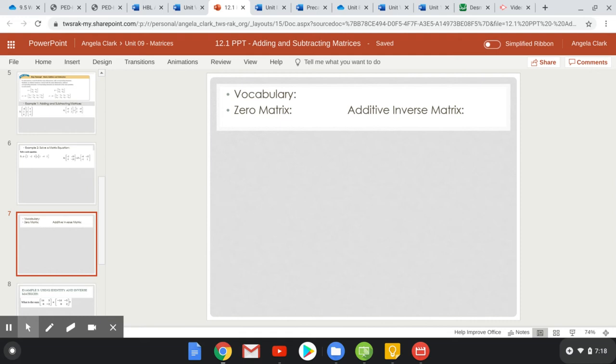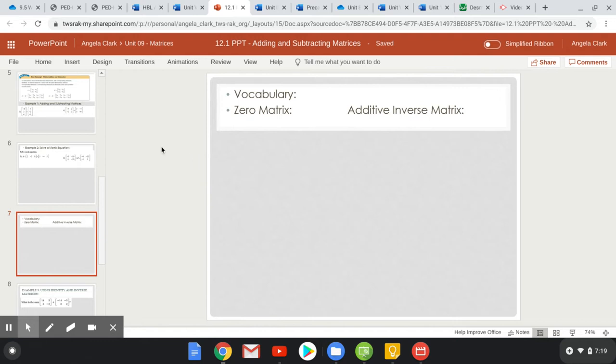Hey guys, so continuing on with 12.1, I've skipped this slide and I'm doing this slide and then I'm going to go back to that slide. So just letting you know that's what's going to happen here. All right, so I want to talk about some more vocabulary type stuff.